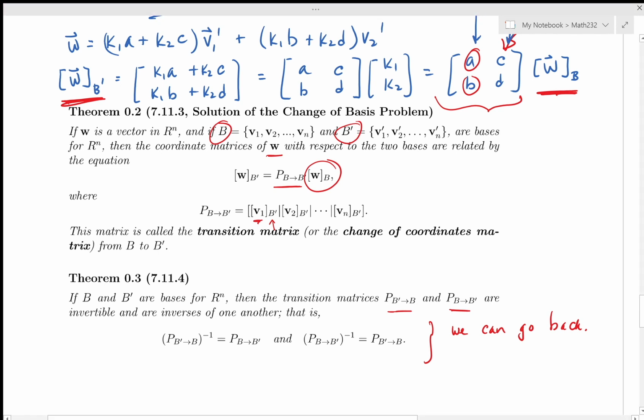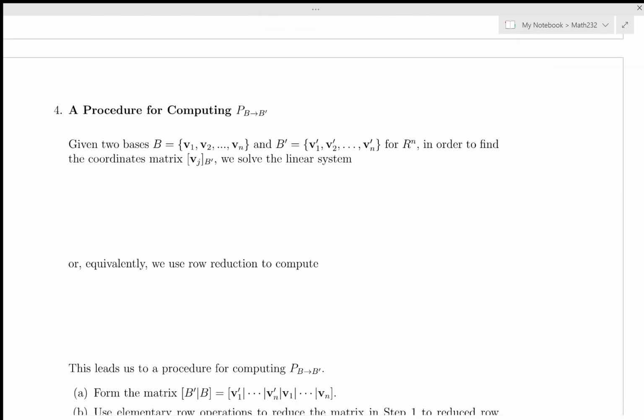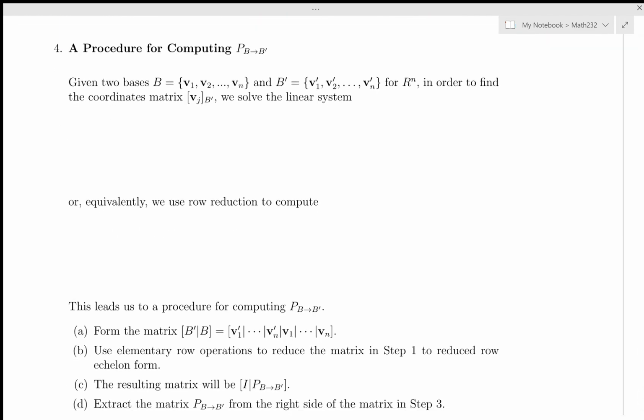All right, so let's see what our procedure is going to be for doing this. We're given two bases, B and B prime. Just as we start, these bases are linearly independent. Why are they linearly independent? It's a basis. B prime is a basis. So that means the vectors in there are linearly independent.